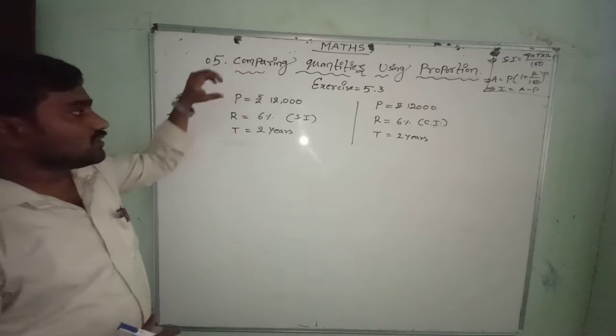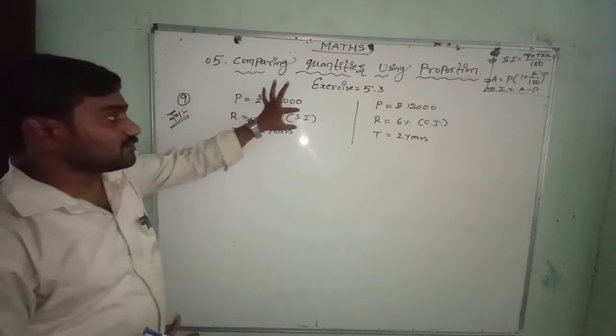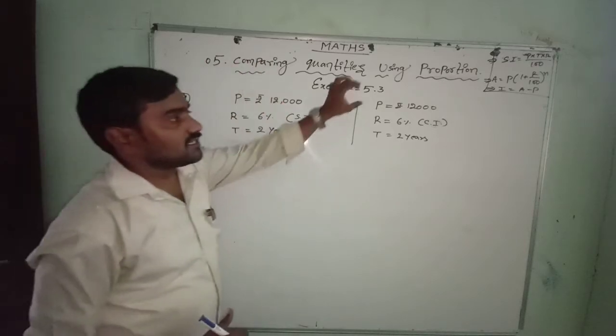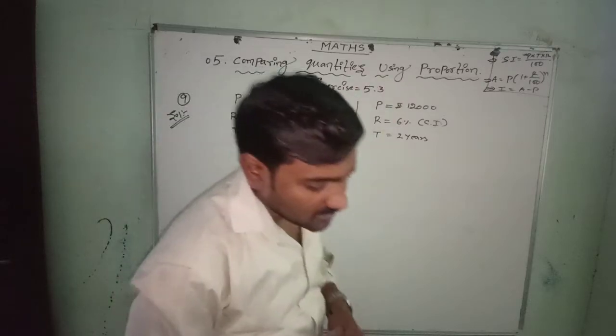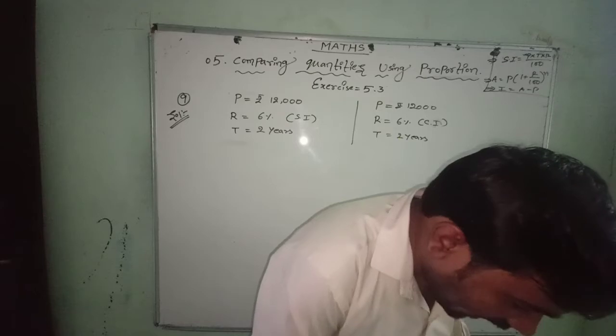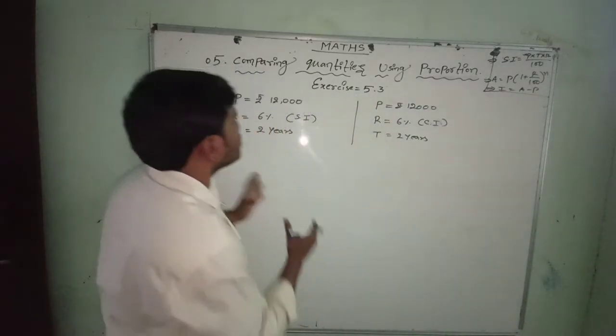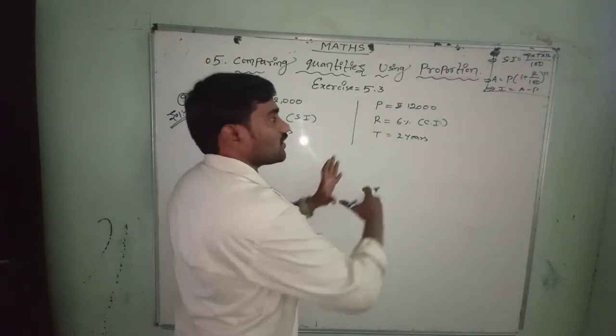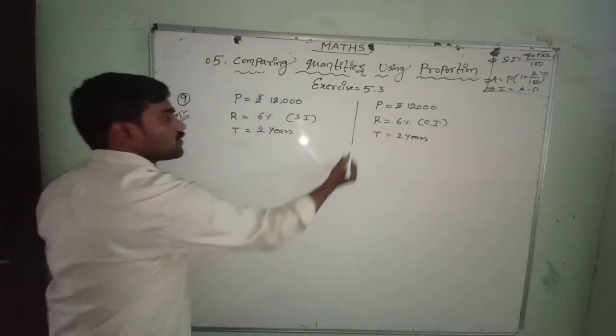Principal 12,000 he took at the rate of 6% simple interest for 2 years. The same 12,000 rupees at the rate of 6% compounded annually. What extra amount will you have to pay? So what the amount is in simple interest and what the amount is in compound interest, we have to find out.